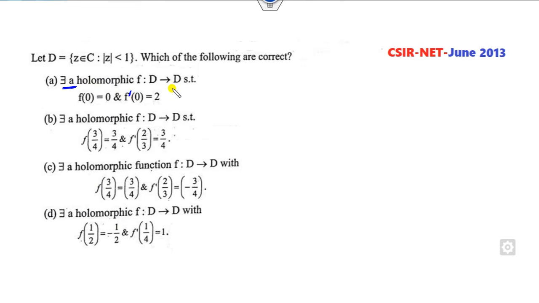Now you can see the next part. Here f of 0 is a given point and the derivative is also given. Can I check the bound on this firstly? It is 1 minus f of 0, 1 minus 0. It should be less than 1. But it says 2. It means there does not exist any f which satisfies these two properties. So the first option is definitely cancelled out.